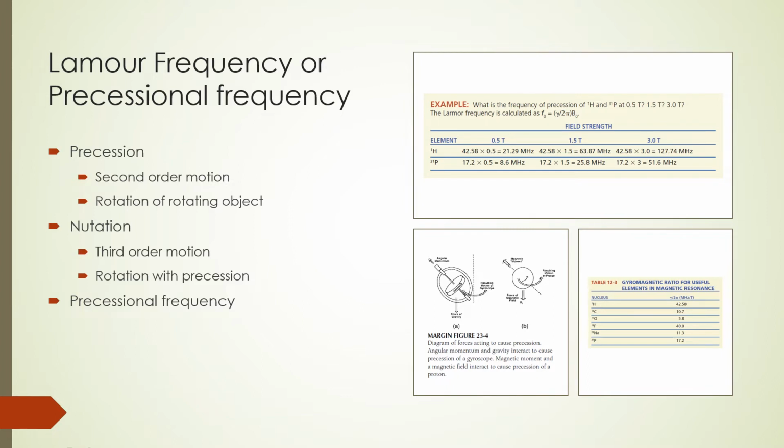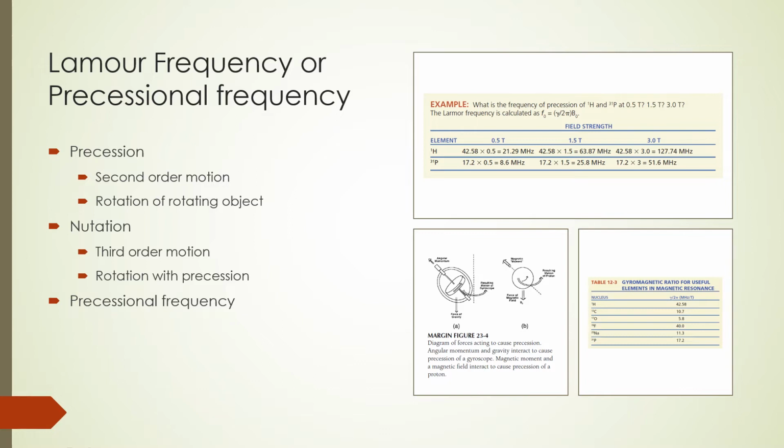Precession is distinct from rotation. Rotation is the spinning of an object about its axis. Precession is a second-order motion. It is the rotation of a rotating object. Precession is caused by two vectors, an angular momentum and a force vector. When you try to speed up the precession of an object, the object does not speed up, rather its precession angle changes. This is a third-order motion called nutation.